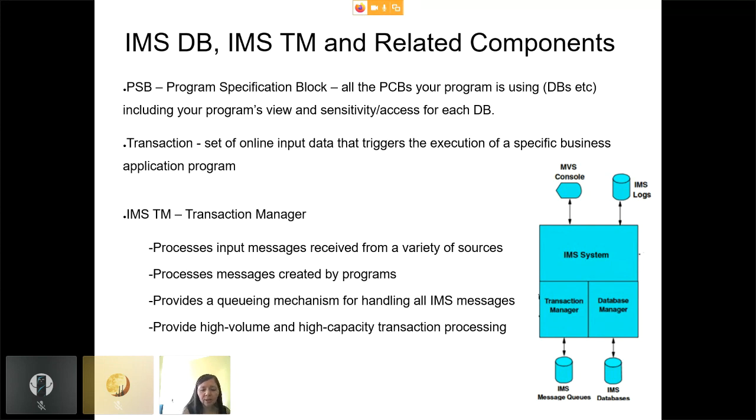Now, for IMS Transaction Manager, what it does, it processes input messages received from a variety of sources. Like I said, data could be coming from the web. It could be coming through SNA network, TCP/IP, and so on. It provides a queuing mechanism for handling all IMS messages. So based on your definition in IMS, it will say, well, I have a transaction coming in, it has a certain data, I will put it into this message queue for which a particular program is associated with. So when the message comes in, the program will get started. It says, I have a message for me, give me my message, and it will do the appropriate business processing that you need.